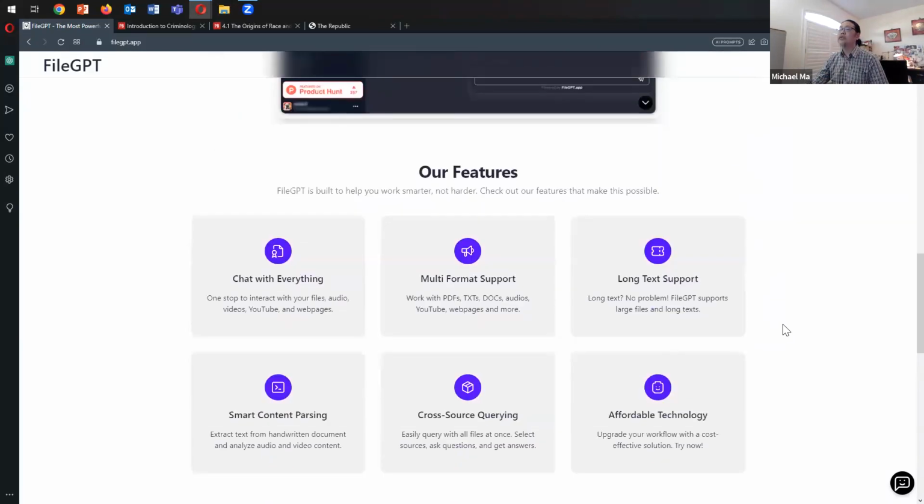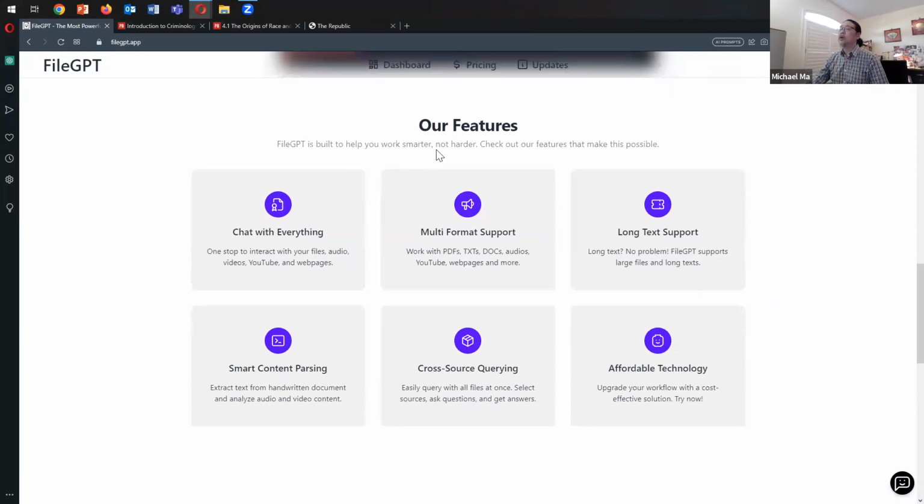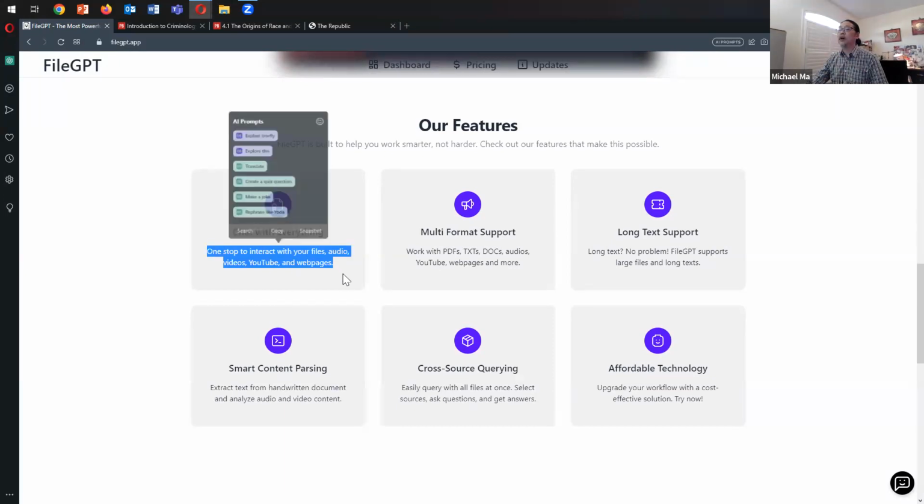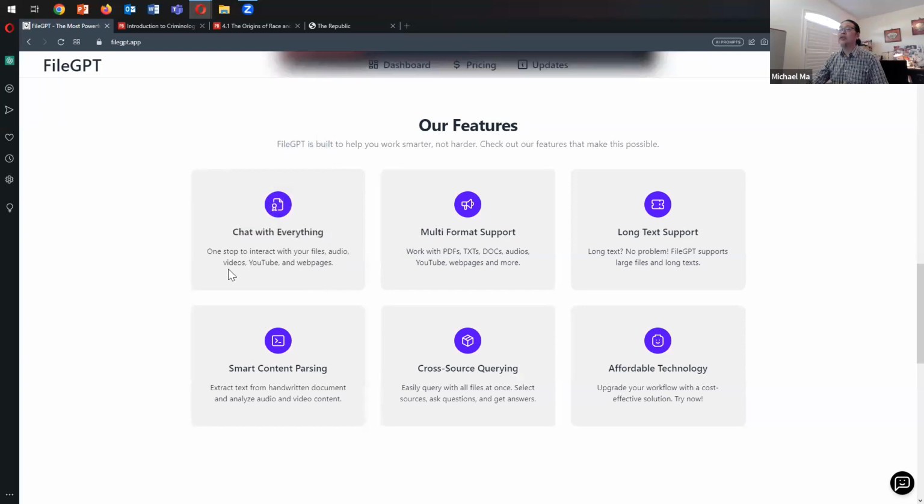And here are its features. It says it's built to work smarter, not harder. Check out our features. Okay, the feature says you can chat with everything. So it's a one-stop shop to interact with files, audio, videos, YouTube, and web pages. Now, I haven't tried that, so what I will show you is just simply chatting with a specific text document. I have not uploaded an audio document or a video document or a YouTube video, which I think you can do. I'm just not going to do that in this review, because I think that would be maybe too much. I can try that in a separate review.